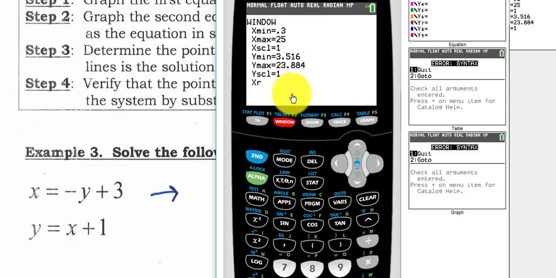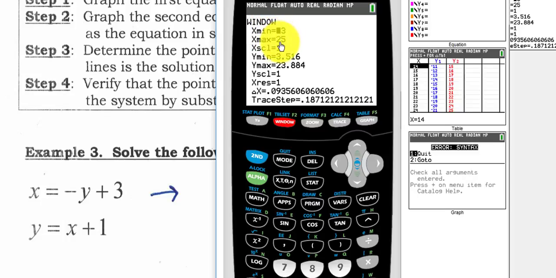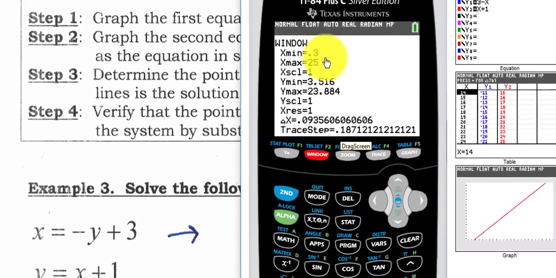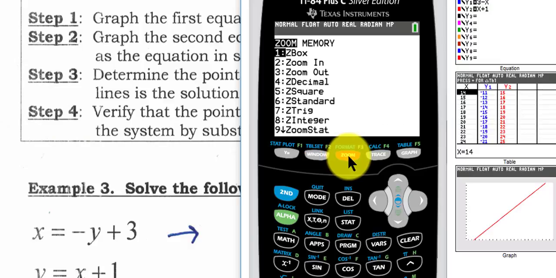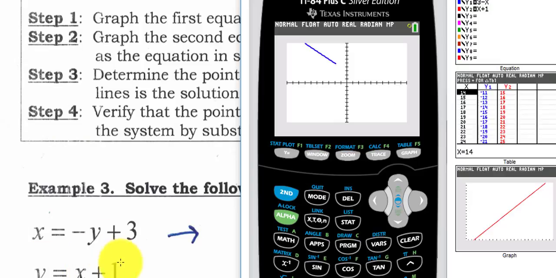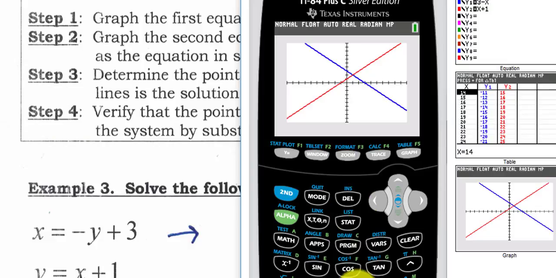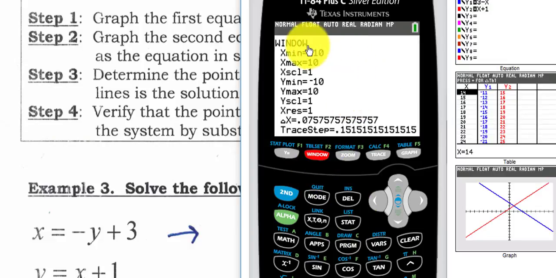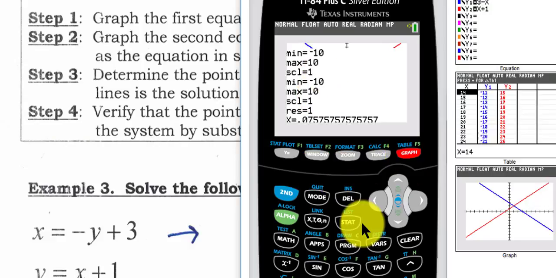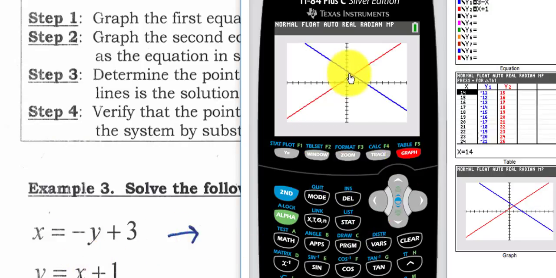Now, my window, right, this is my previous problem. I can manually type in -10, +10, but a quick way to go about redoing our window is if you press the zoom key, number 6 as standard. I only do that when the numbers are small, 3, 1. Usually that will fit on a 10 by 10 window. And there's my graph. And I just want to press the window just to show you what the effect of pressing zoom and 6 did. See how my new window says -10 to 10, -10 to 10. That's our standard window. So the solution to this system is the intersection.